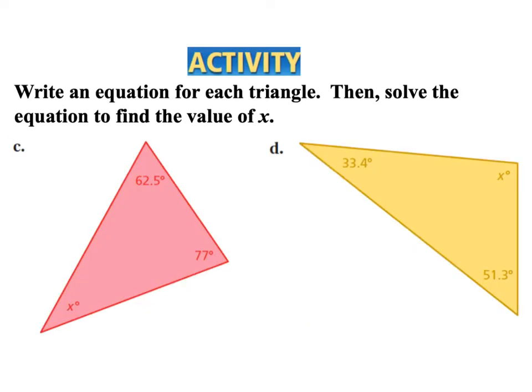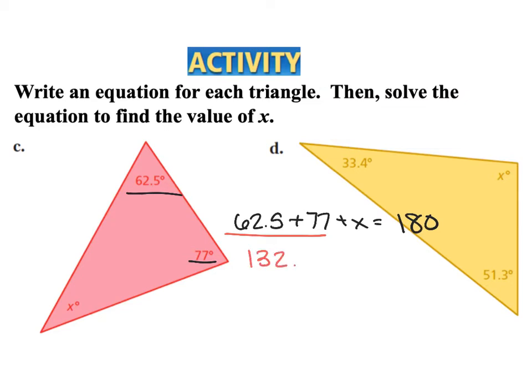We can do it with decimals, so I'm going to just do the red triangle. I have 62 and 5/10 plus 77 plus x gives me 180. Again, I need to put together my numbers. I believe it gives me 132 and 5/10. Nope, I take it back, 139. I was going to say that's not quite right. Plus x equals 180.